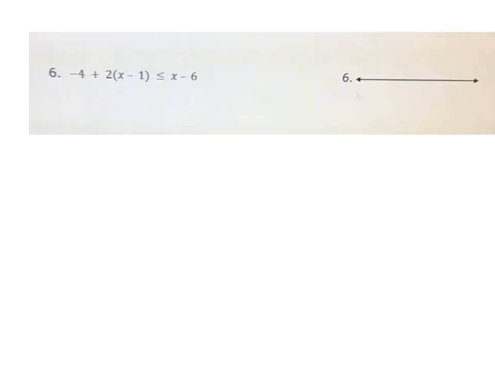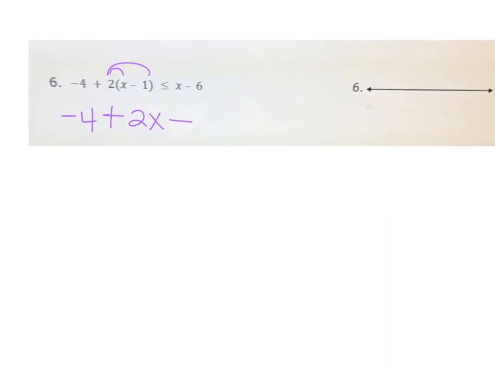All right, here we go, number 6. So number 6, we do have a distributive property. Now be careful, some people back when we were doing equations would say, oh, we take -4 plus 2 first. No, we actually do the distributive property. So this -4 comes along for the ride right now. 2 times x is 2x, so we have plus 2x. Positive 2 times -1 is -2.